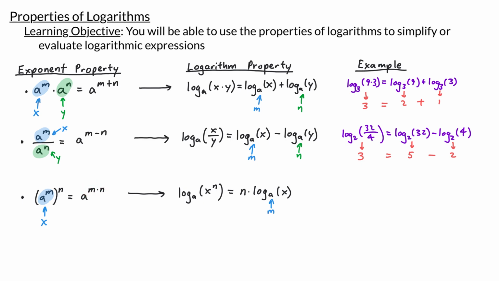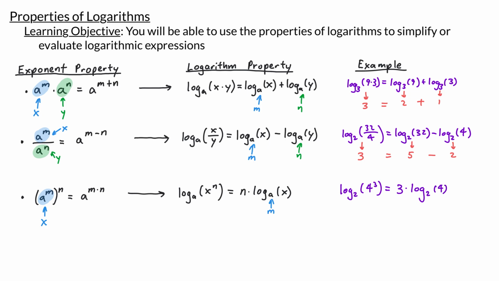So basically what this log property tells us is that if we have an exponential expression inside a logarithm, we can take the exponent and move it outside of the logarithm as a multiple. Let's take a look at an example. Let's do log with base 2 of 4 to the third power. According to our log property, the exponent 3 here can be brought outside of the logarithm as a multiple. So we can think about this as 3 times log with base 2 of 4.